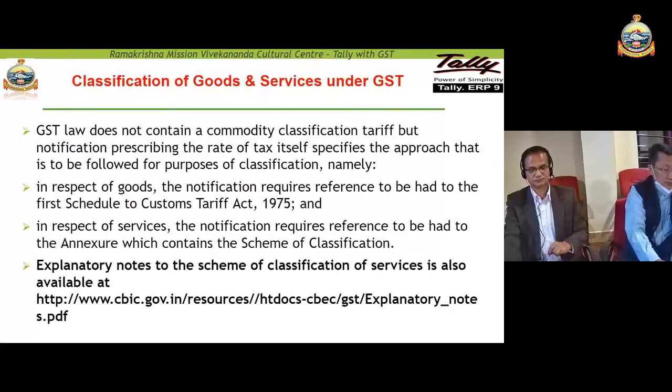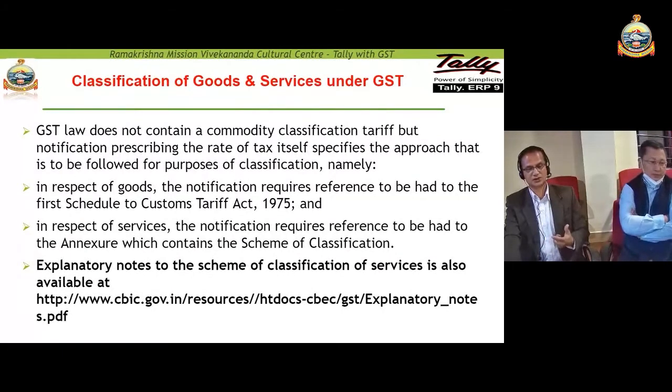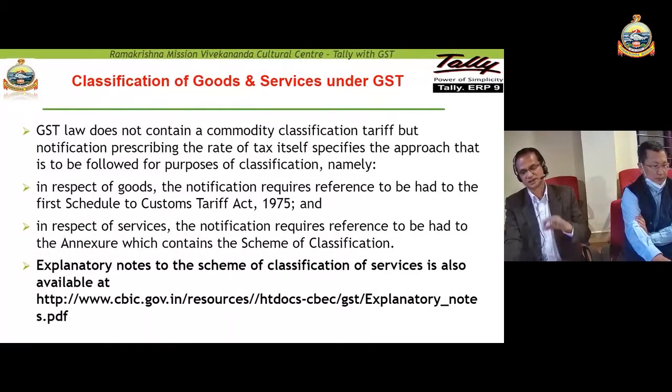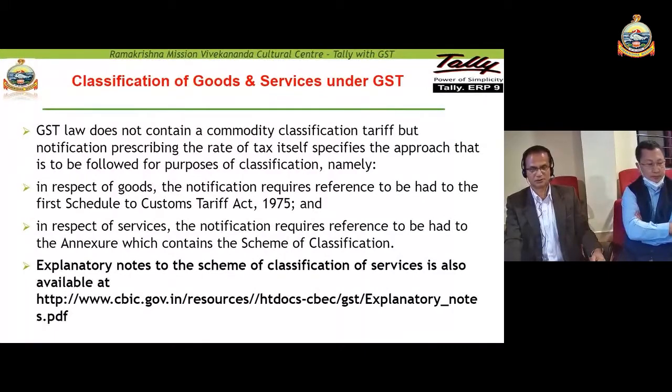And so far as duties and tax are concerned, GST law does not contain any commodity classification tariff, but the notification prescribes the rate itself. In respect of goods, the notification requires a reference to the Schedule to the Customs Tariff Act 1975. Whatever classifications there are of goods under GST, they are as per the Customs Tariff Act 1975. This is an internationally accepted classification. If you classify wood-based articles under Chapter 44 in India, the same thing is classified under Chapter 44 in Russia, in entire Europe or entire America or anywhere. This is as per the classification adopted by the World Customs Organization in Brussels. In respect of services, the notification requires reference to be had to the annexes.